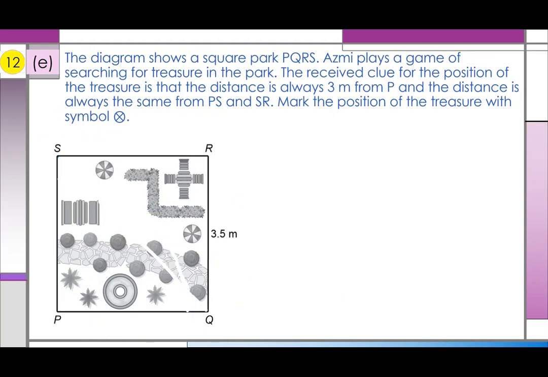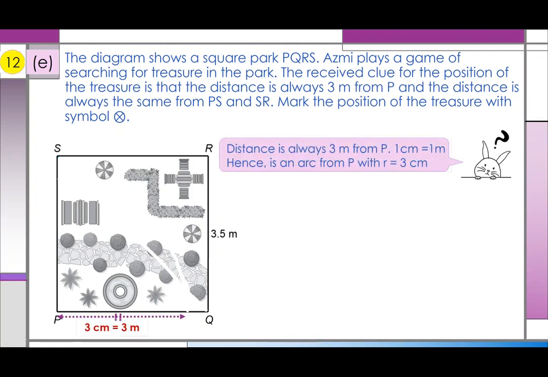Okay, 12E. The diagram shows a square park PQRS. A man plays a game of searching for treasure in the park. 他要找宝藏。The clue for the position of the treasure is that the distance is always 3 meters from P. One point, so it's a fixed point. Distance is always 3 meters from P.